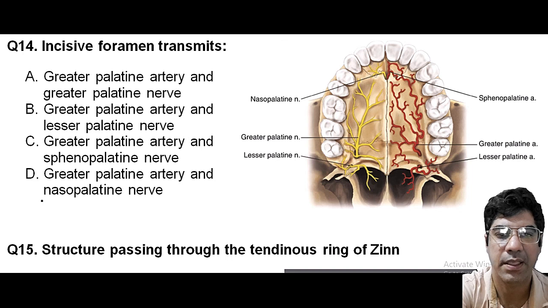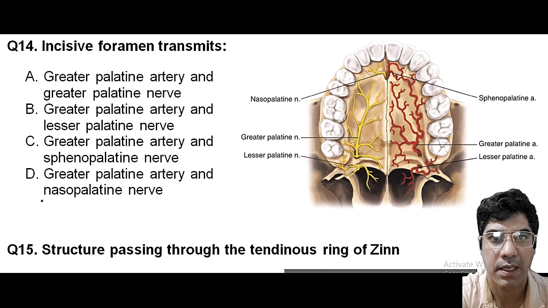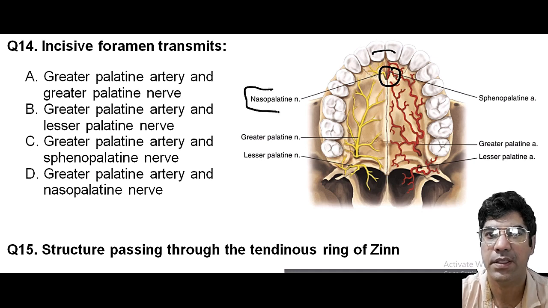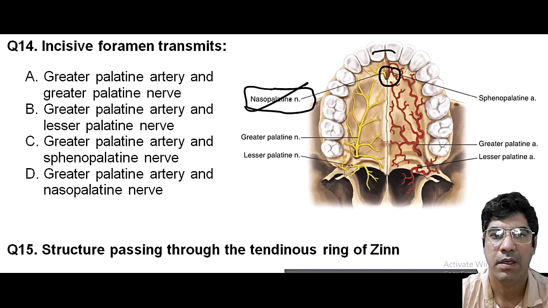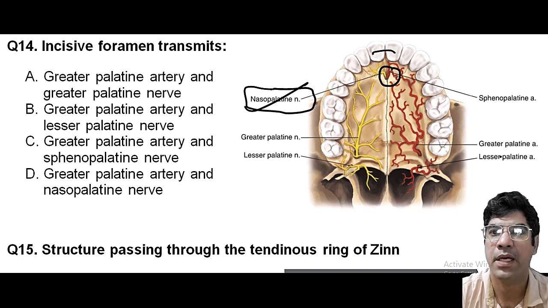Incisive foramen transmits... Well, the incisive foramen will transmit the greater palatine artery and the nasopalatine nerves. This foramen is located behind the central incisors in the incisive fossa of the maxilla. The nasopalatine nerve is responsible for providing sensory innervation to the anterior part of the hard palate, including the mucous membrane, along with the greater palatine artery.